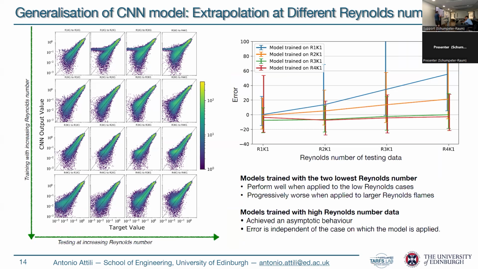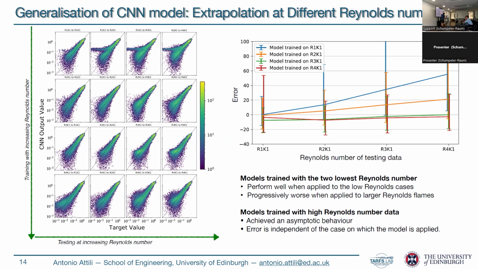Ideally, if you want to use a machine learning model trained with DNS in a real application, you have to make sure that your data are sufficiently turbulent to be representative of your final application, right? So we were doing this exercise here for the range of Reynolds numbers we had. And here's a summary of what you get. This is the error that you get from the machine learning model as a function of the Reynolds number.